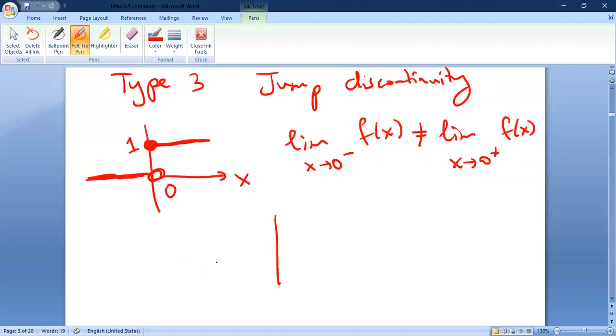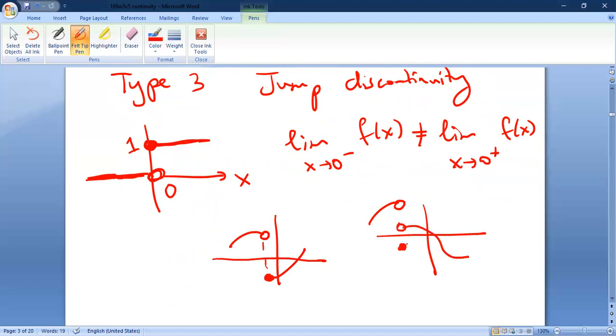So you can think about wilder ones, like something like this, and then something like this. This is also a jump discontinuity. Or you can have jump discontinuities like this. This is also a jump discontinuity. Everything is different: definition different, left limit different, right limit different. These are jump discontinuities.